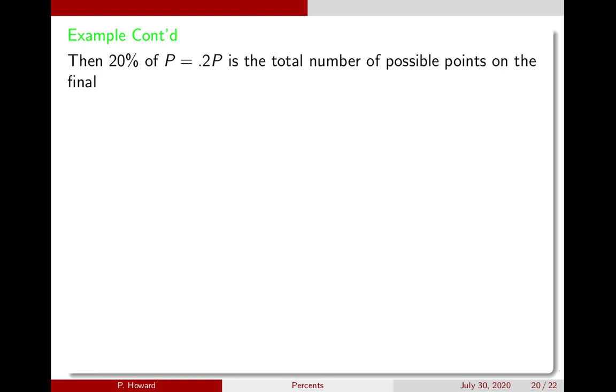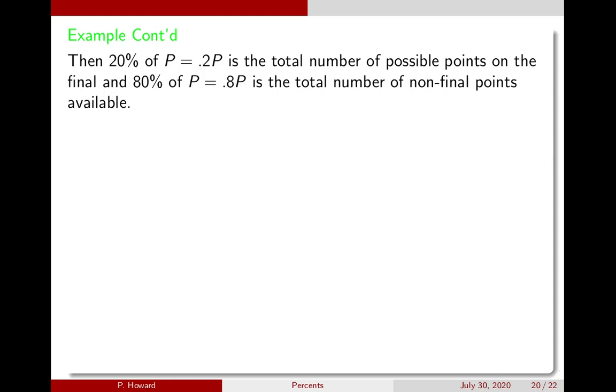Okay, P is the total number of points. That means that 20% of P, or 0.2 times P, is the total number of possible points on the final exam. Right, the final exam counts for 20% of the points. And 80% of P, which is 0.8 times P, is the total number of non-final points that are available in the course.